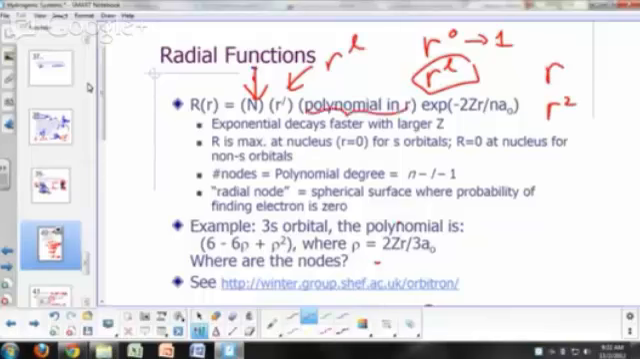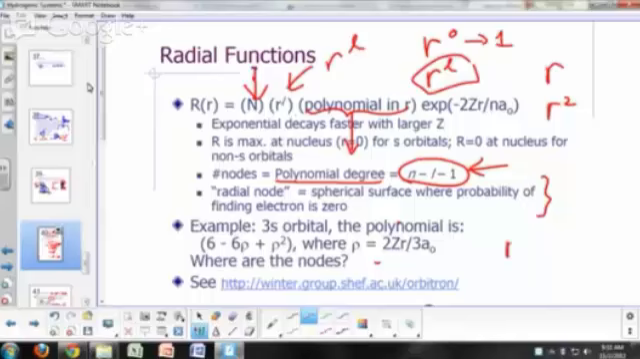And then you have a polynomial in r, and the degree of that polynomial is n minus L minus 1. That tells you how many radial nodes your wave function has, because the roots of this polynomial will be values of r where psi is going to be equal to 0. A radial node is a spherical surface where the probability of finding the electron is 0. That's where the polynomial goes to 0.